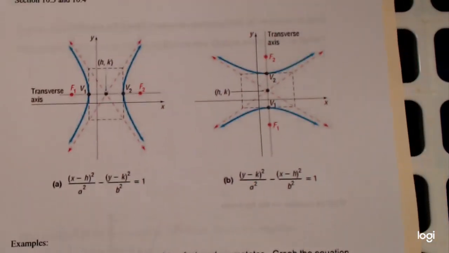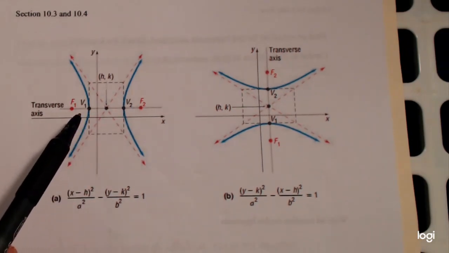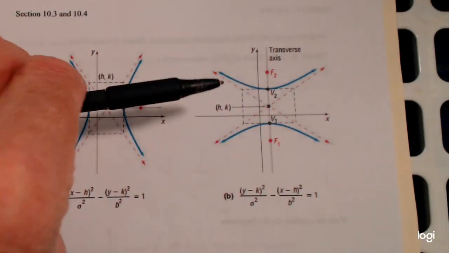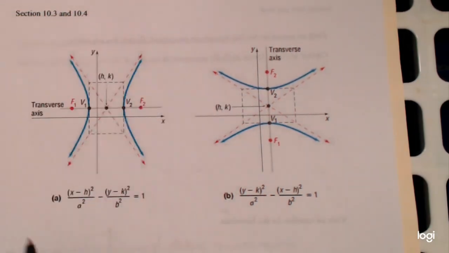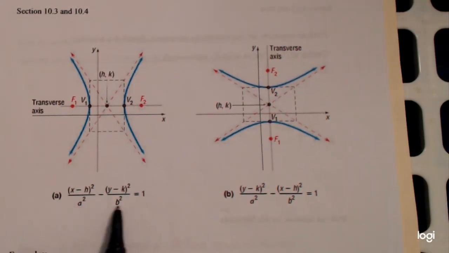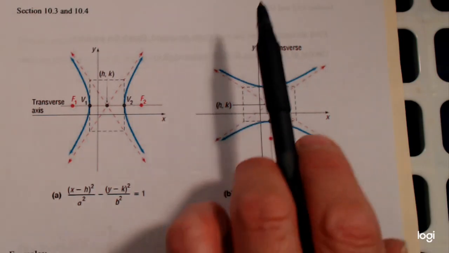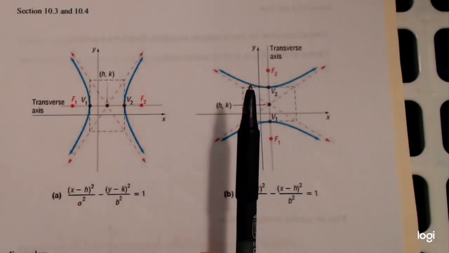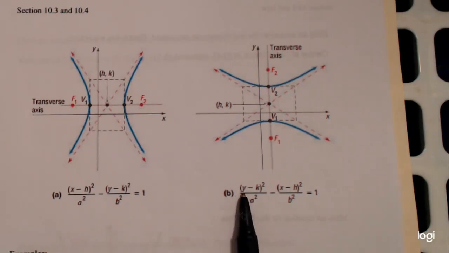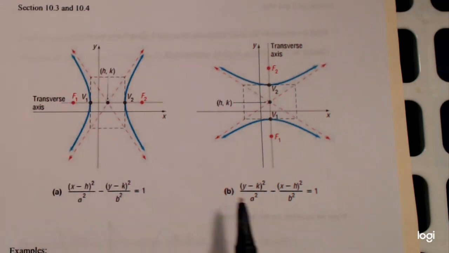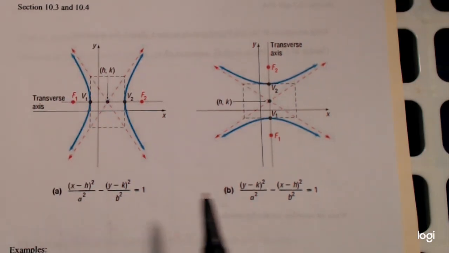Okay, so this is called the transverse axis. If the transverse axis, the one that cuts the hyperbola, is parallel to the x-axis, it looks like this. Now A and B, A can be bigger than B and less than B. It doesn't matter. It is not an ellipse. If the transverse axis is parallel to the y-axis, then it'll look like this. So if the y is positive, then it looks like this one. If the x is positive, it looks like this one. And A always goes under that first term that's positive.